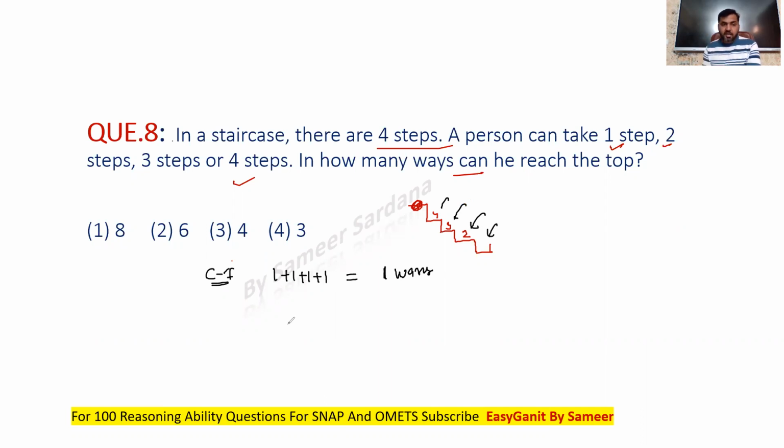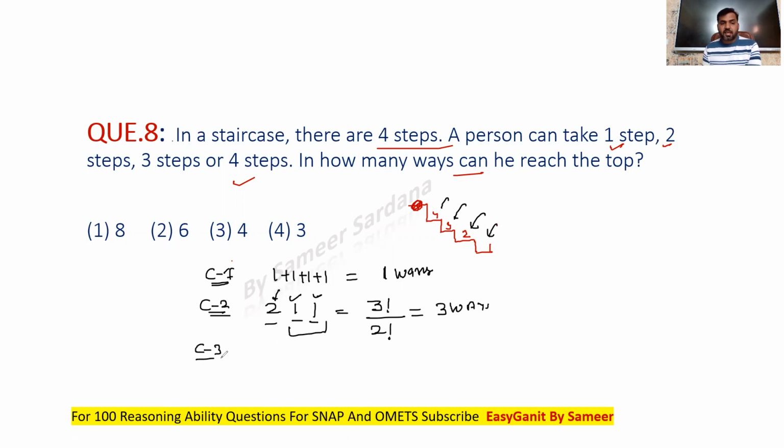There is also case 2, where he is taking 2 steps and then 1 step each. Now, there can be multiple arrangements. 2 plus 1 plus 1, total number of steps will be 4. He will reach the top. But whether he takes this step first or this step first, we don't know. How many possible arrangements are there? Total number of arrangements would be 3 factorial by 2 factorial. Why divide by 2 factorial? Because these 2 are the same steps, right? So this will be a total of 3 ways.